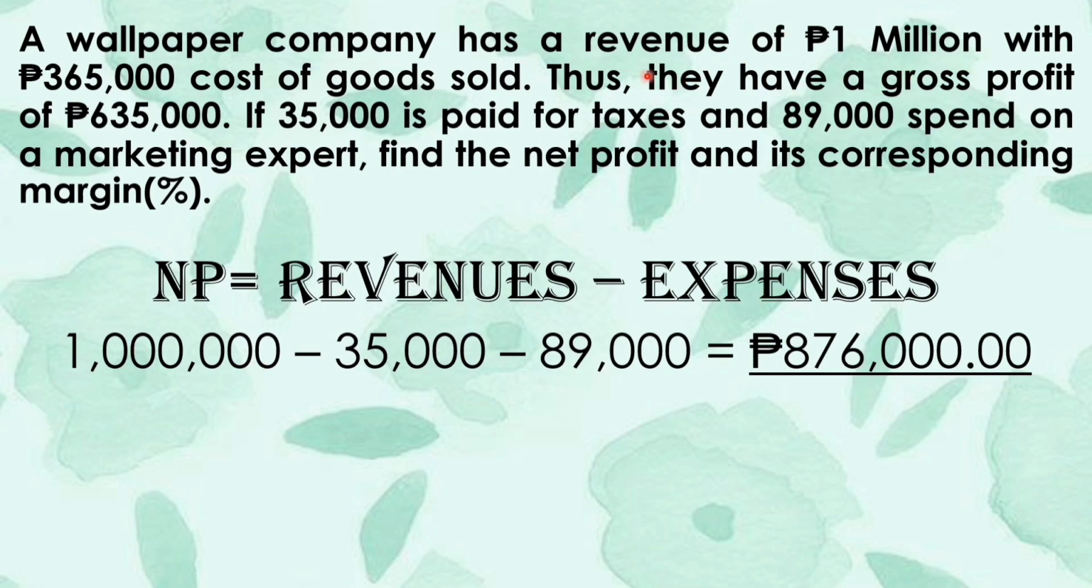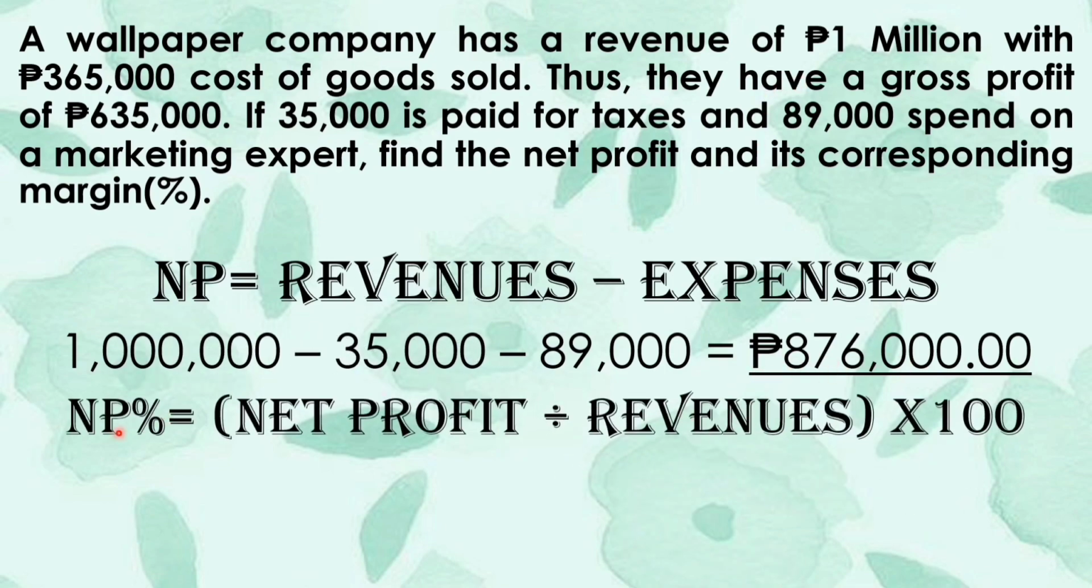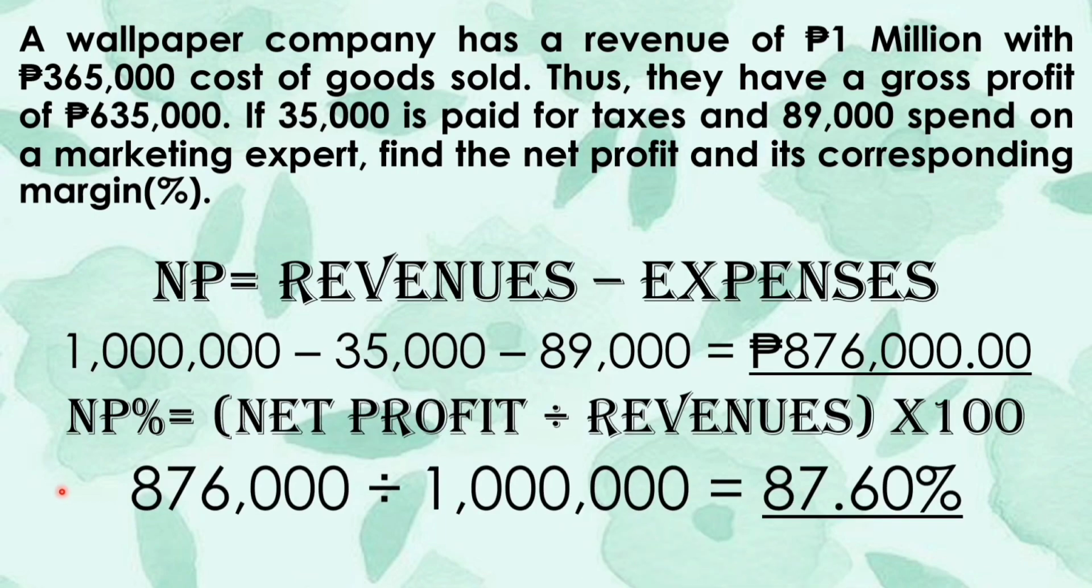We will have 1 million minus 35,000 minus 89,000 equals to 876,000. Next, to find the net profit margin, net profit is divided by revenues and then multiplied by 100. We will have 876,000 divided by 1 million equals to 0.876 and then multiply by 100. It is equal to 87.60%.